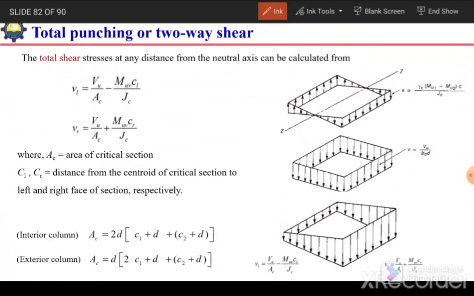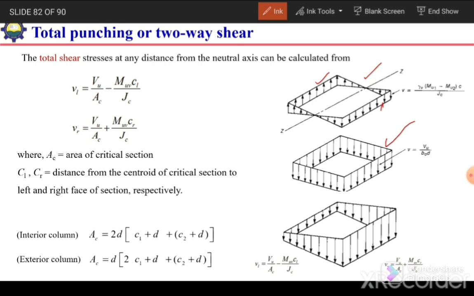Okay, next is total shear. As we see, there exist two types of shear, one is direct shear and the other is indirect shear. So the question is how we can combine these two shears. If we see their profiles, this is the profile of eccentric shear and this is the profile of direct shear. Direct shear is constant, but the eccentric shear is linear. On one side it has a downward direction, but on the other side it has an upward direction.